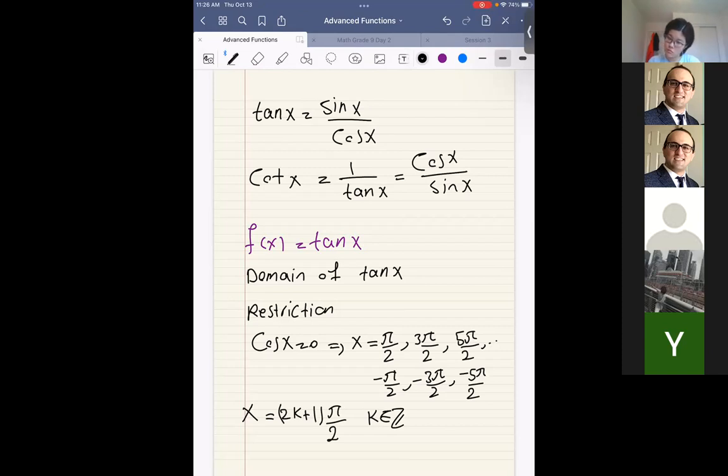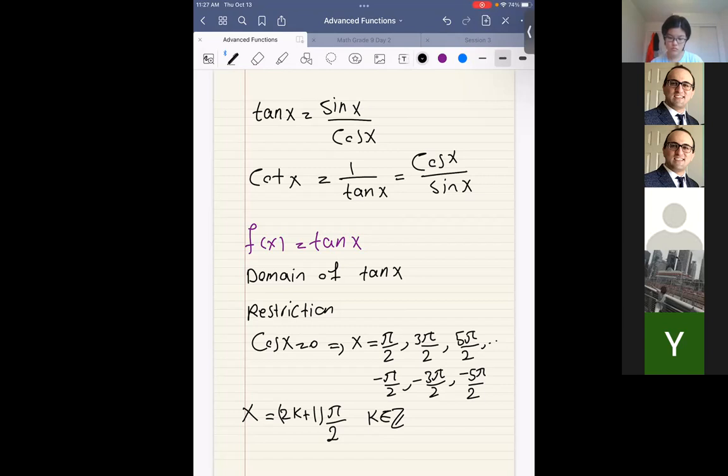If you have an even number on the top, then it cancels out with 2. For example, you cannot have 2 pi over 2, which is just pi. Cosine of pi is minus 1, it's not 0. So it's only odd multiples of pi half. It could also be negative.